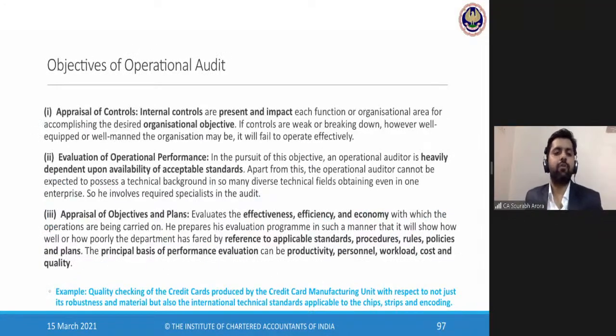Then the objectives of operational audit: appraisal of controls, evaluation of operational performance, appraisal of objectives and plans. This is very simple. You can go through this slide on your own. There is nothing new to this that we haven't discussed.